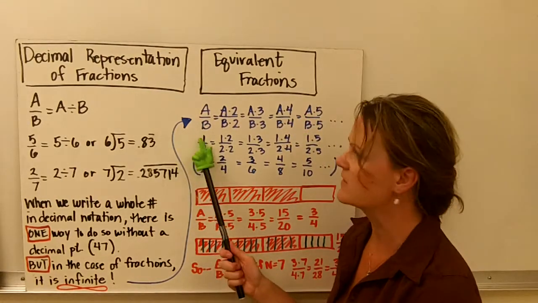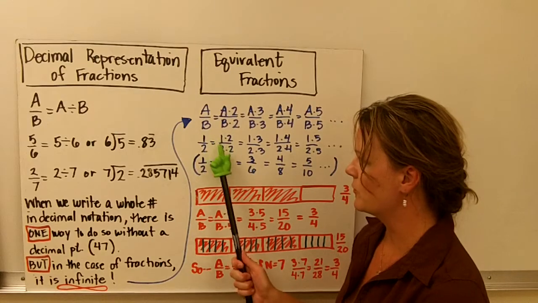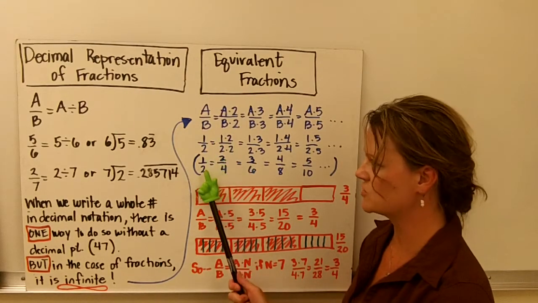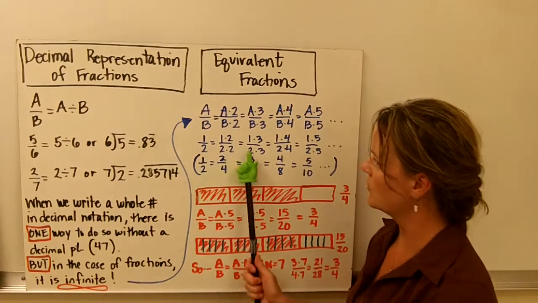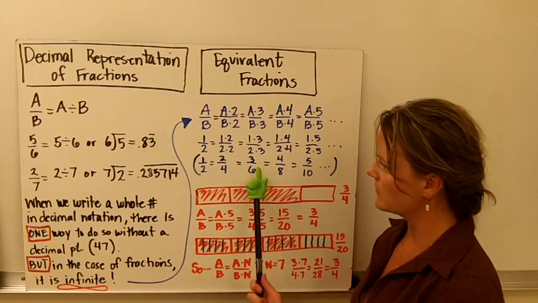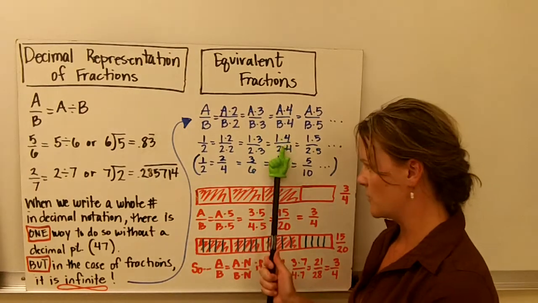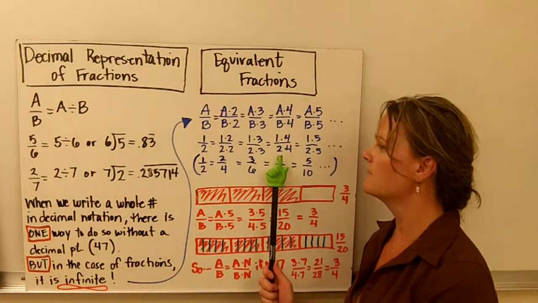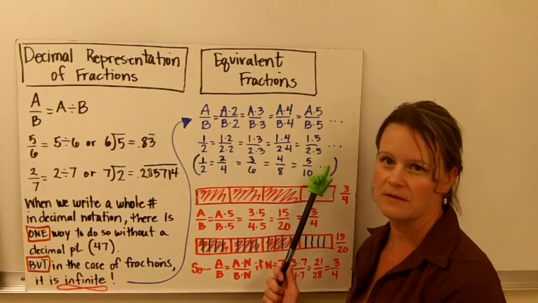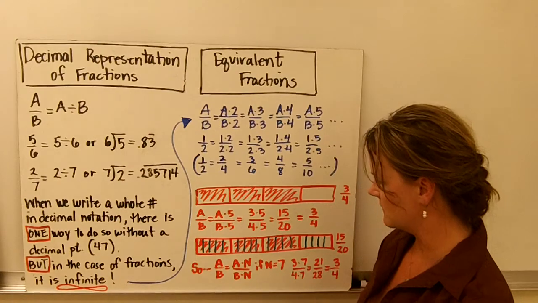So here's an example. Let's take 1/2, and we're going to multiply both the numerator and the denominator by 2, and of course we get then 2/4, which we know is equivalent to 1/2. We're going to do the same thing by multiplying our numerator and our denominator by 3, and we get 3/6. Multiply the numerator and the denominator by 4, we get 4/8. And of course now you can probably see the pattern that we can continue this to infinity.